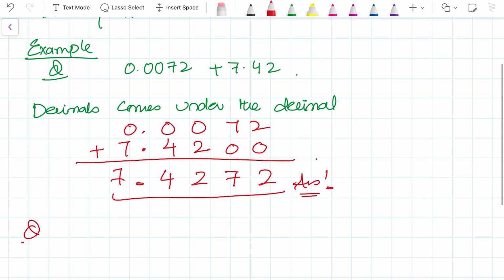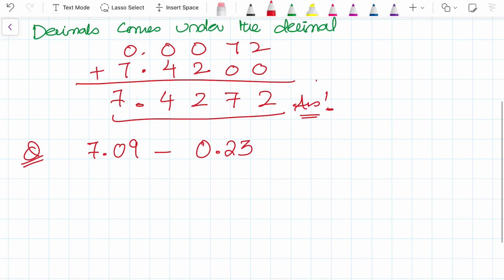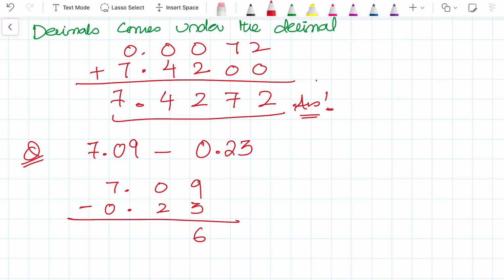Let's discuss another example. For example, if you have something like 7.09 minus 0.23. Nine minus 3 is a 6. You can't subtract from a 0, so we carry from the 7. 10 minus 2 is an 8. 6 minus 0 is a 6. So this is going to be my answer.